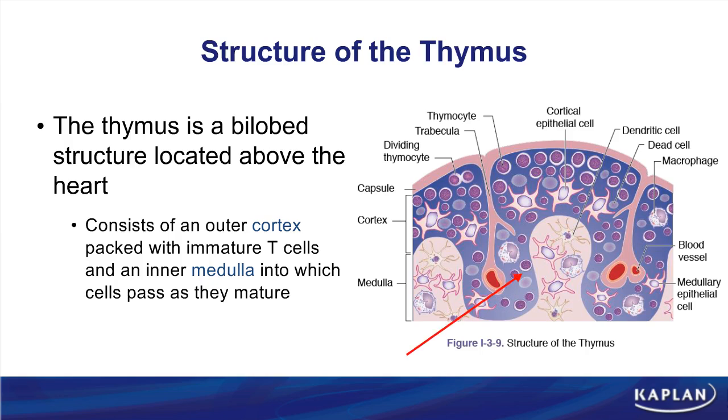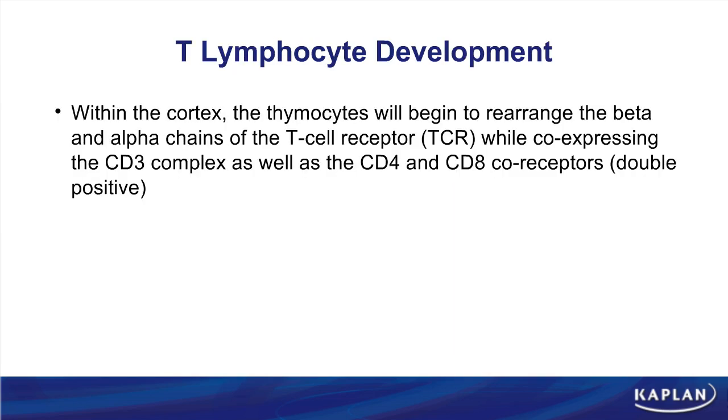And as they make that movement, they are going to undergo their selection process, which is unfortunately a little more complicated than B cell selection, but hoping it's going to make a lot of sense when we go through it. As the T lymphocytes undergo gene rearrangement of their beta and alpha chains within the cortex, they're going to also start co-expressing cell surface markers like the CD3 complex.